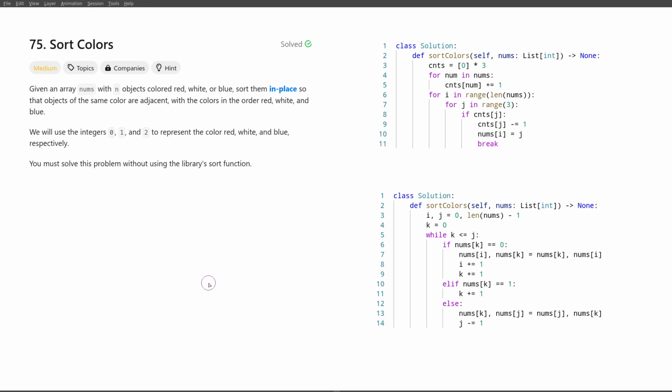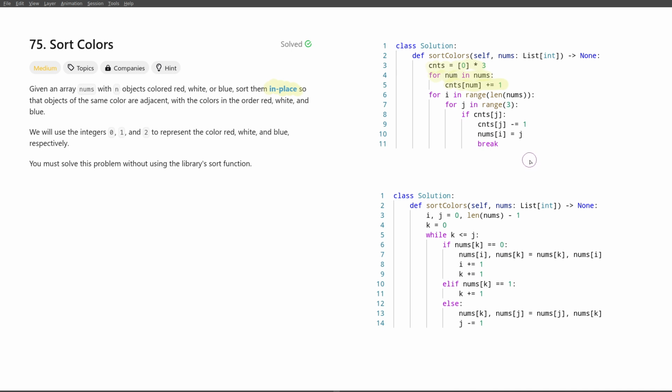There are, I think, two main ways to solve this problem. The easiest to understand and to come up with, I think, is to just use a counting sort. We can count how many times a 0, a 1 and a 2 appear in the array, and then after that we can overwrite the original array, right, because we have to solve this problem in place, with corresponding numbers.